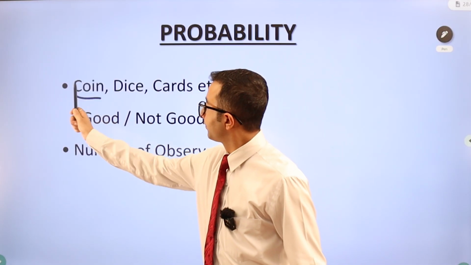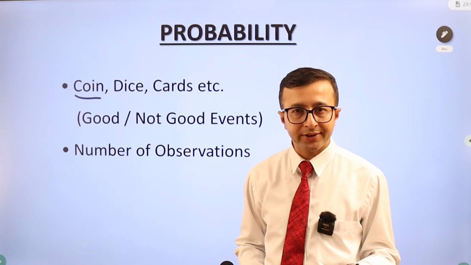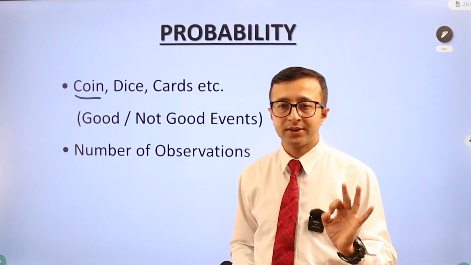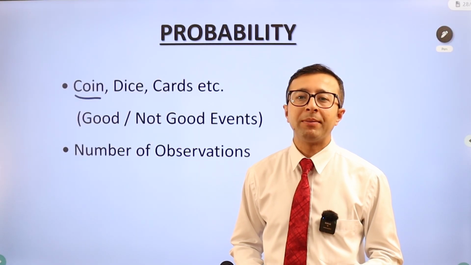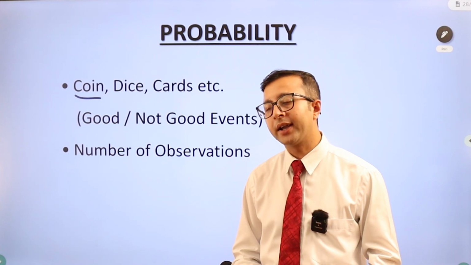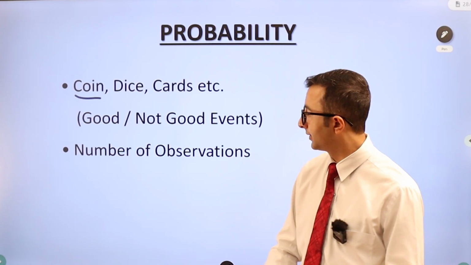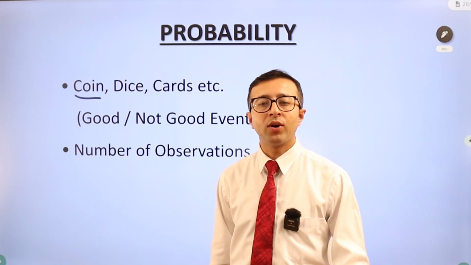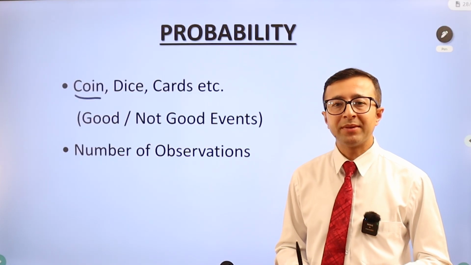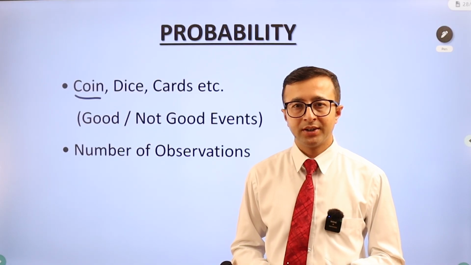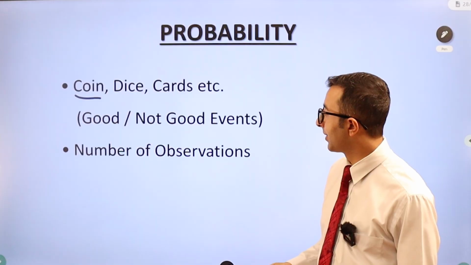From coins: tossing a coin once, tossing a coin twice or two coins simultaneously, tossing a coin thrice. The question will be, what is the probability of getting at least one head, at least two heads, at most one head, at most two tails, just like this. From dice: rolling a die once or twice. Cards: playing cards, sometimes with replacement questions. So these are the areas from where questions will be asked in the board examination.